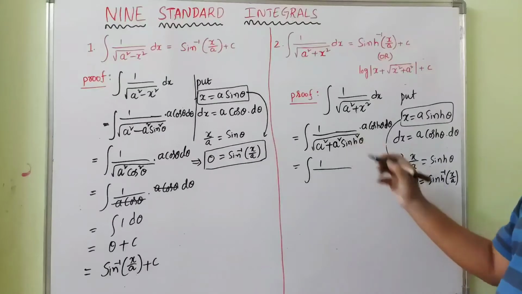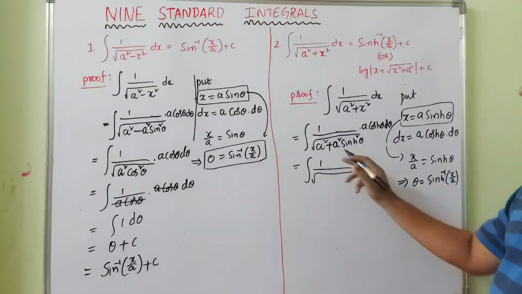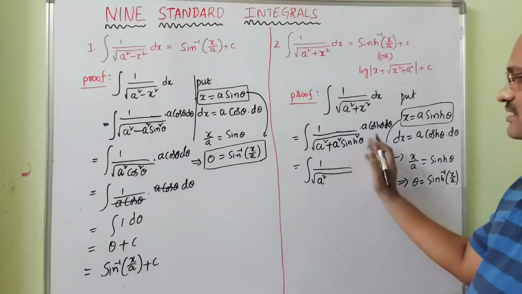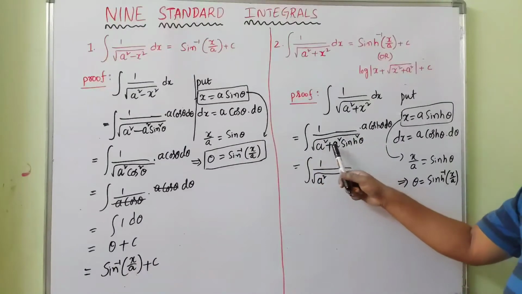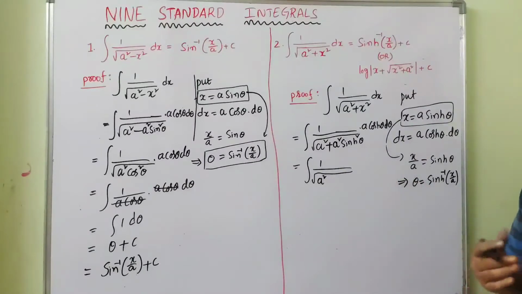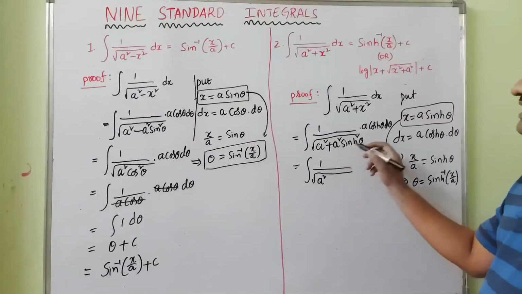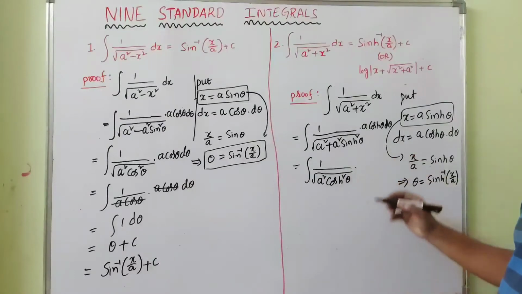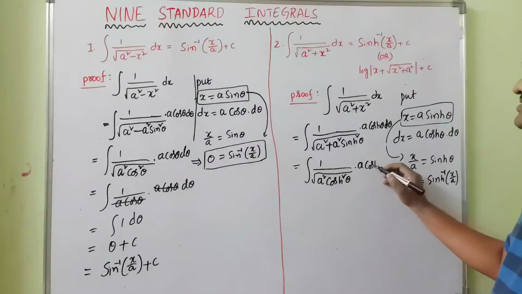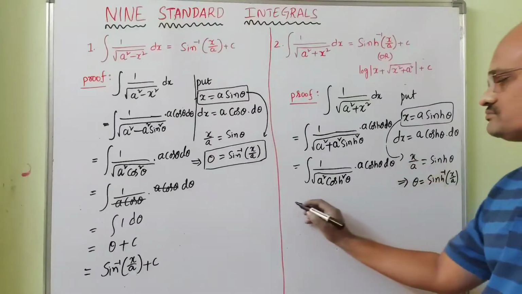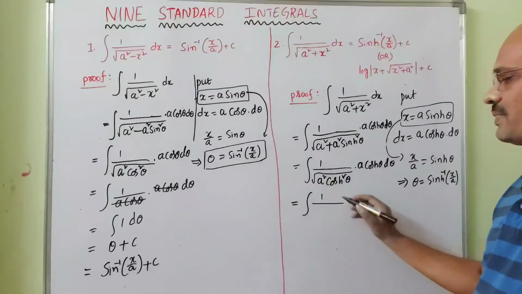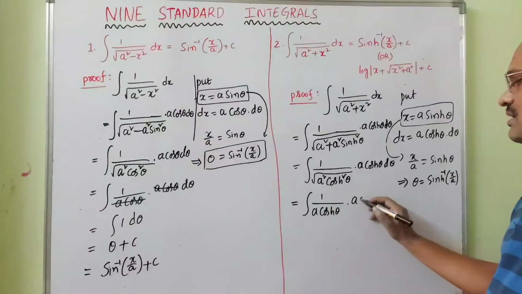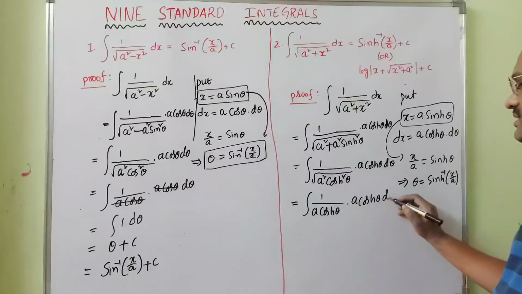Now in the denominator, inside the root, we have a square plus a square sinh square theta. A square is common. If you take a square common, you will get 1 plus sinh square theta. In hyperbolic functions, 1 plus sinh square theta becomes cosh square theta. This is a cosh theta d theta. Now apply the root, you will get a cosh theta into a cosh theta d theta.